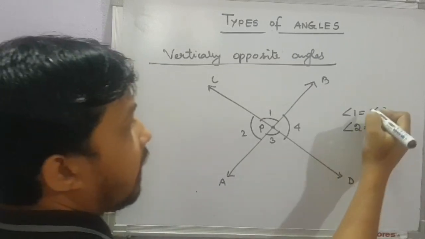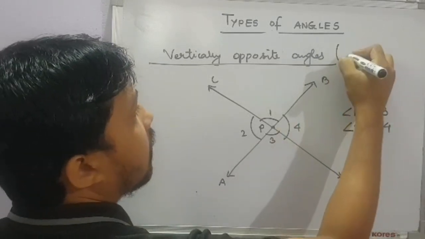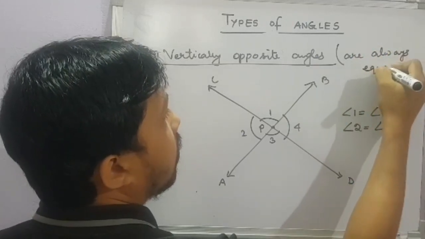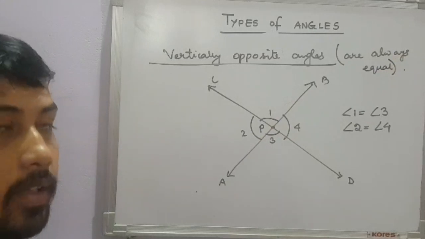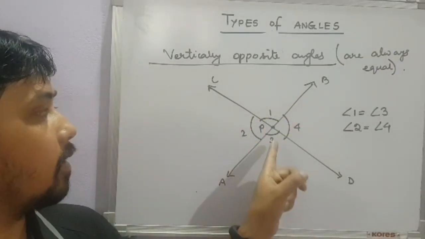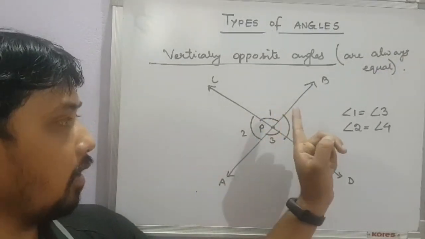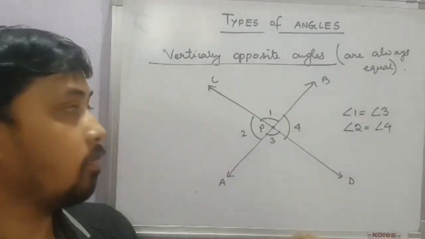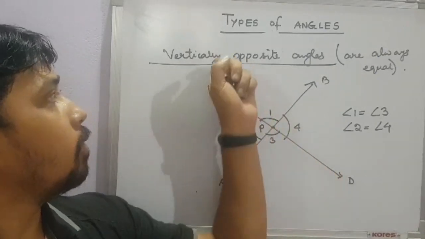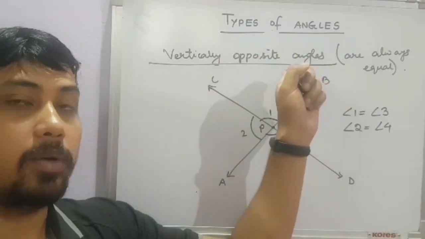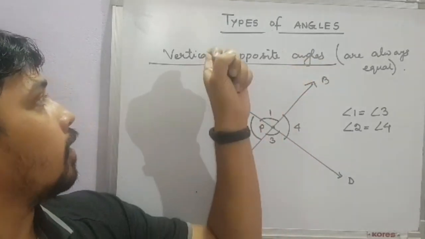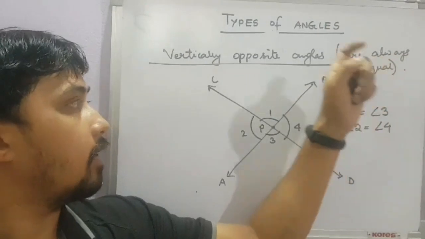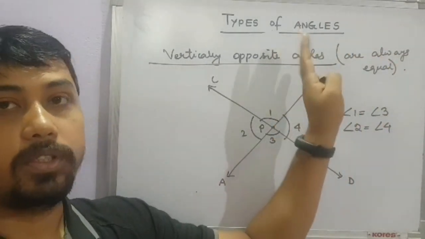Now why am I writing equal over here? Because vertically opposite angles are always equal. That means angle 1 is always equal to angle 3 and angle 2 is equal to angle 4. Vertically opposite angles are always equal. Right? Now, in the next video, we have to prove this theorem. I have explained what is an axiom and what is a theorem. So, vertically opposite angles are always equal. This is a theorem, and in the next video, we shall try to prove this theorem. Alright?